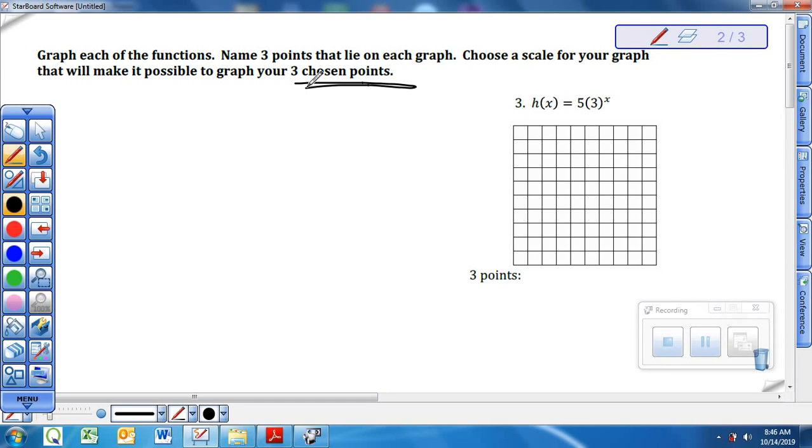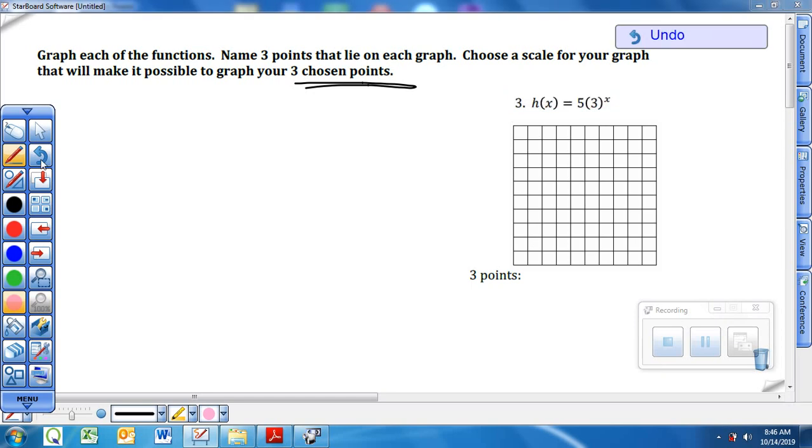What I would do maybe is find 3 points, to graph it on here, and use those points to help you dictate how you're going to scale and graph this function. Now, first off, the problem h of x equals 5 times 3 to the x, that's exponential. You started with 5, you're multiplying by 3 over and over again. That's why it's 3 to the x power. The x is the exponent, which shows me exponential.